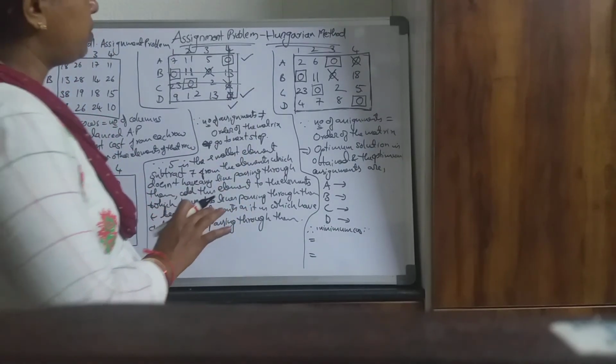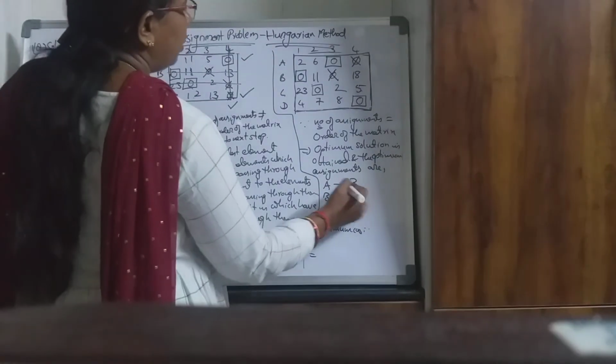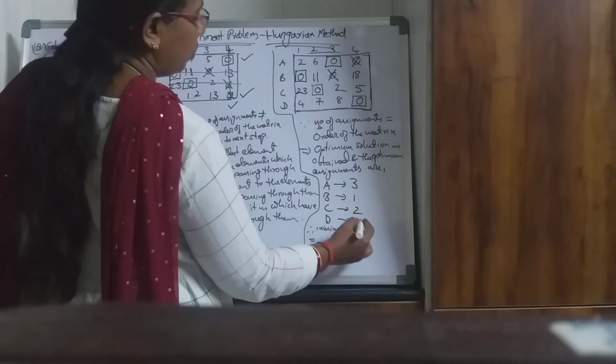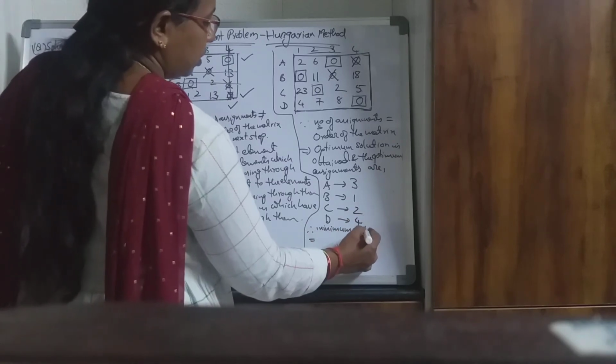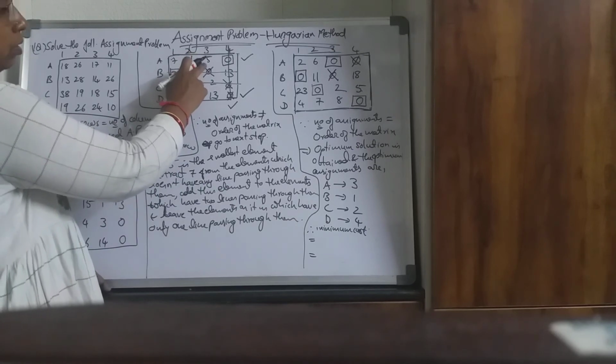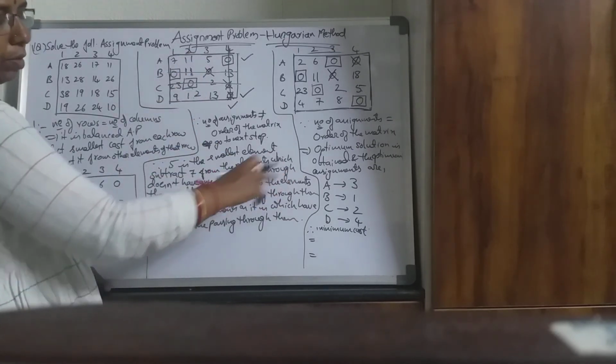And the optimum assignments are: A will do the third job, B will do the first job, C will do the second job and D will do the fourth job. So here 7 was not the minimum, 5 was the minimum. Okay. So that's why now the assignments have changed.